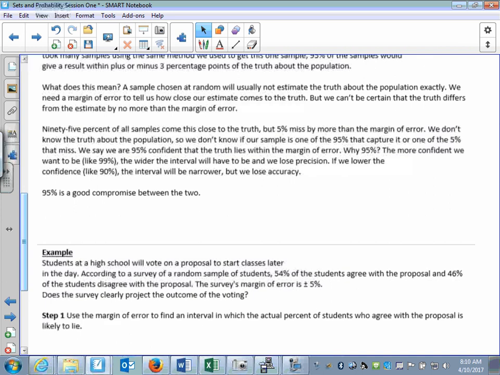Now, one of the things about the confidence interval, the more confident you want to be, the wider the interval will be. If you want to be 99% confident that the true value lies in your interval, then you would have to have a wider interval, while if you were willing to just be 90% confident, your interval could be narrower.